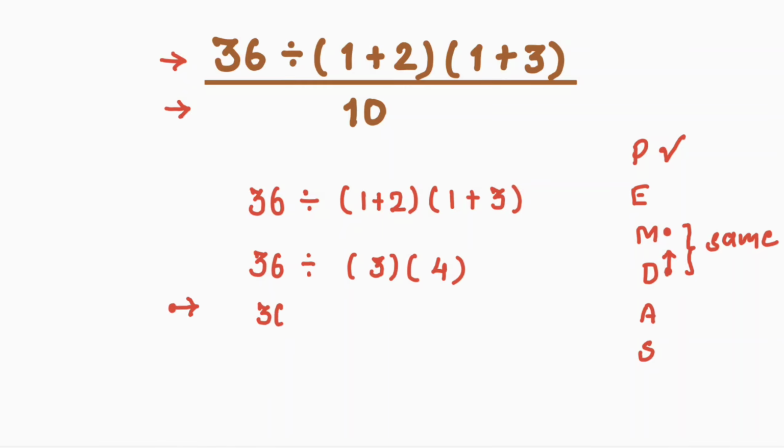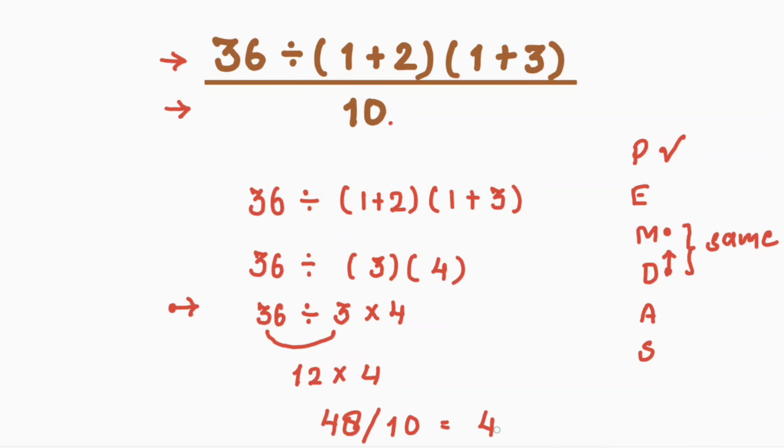For simplification, write this as 36 division 3 multiply 4. 36 division 3, 12 multiplied by 4. So the numerator value is 48, and when you divide it with the denominator, 48 division 10 becomes 4.8.